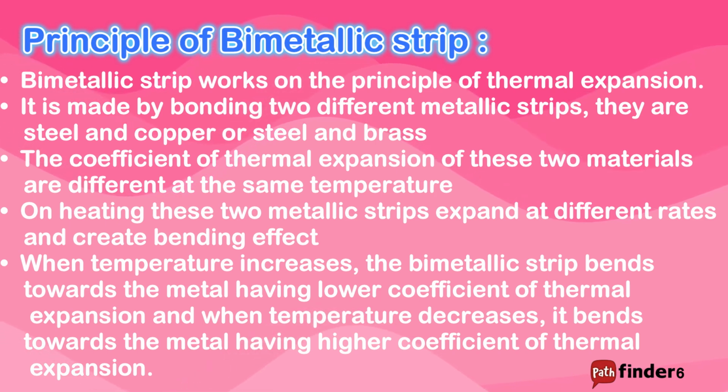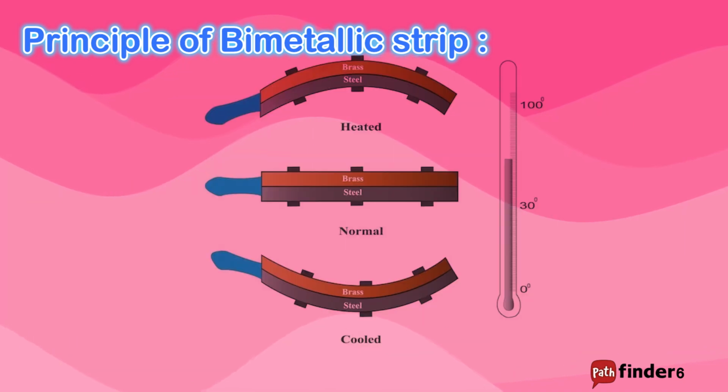The coefficients of thermal expansion of these two materials are different at the same temperature. On heating, these two metallic strips expand at different rates and create a bending effect. When temperature increases, the bimetallic strip bends towards the metal having the lower coefficient of thermal expansion, and when temperature decreases, it bends towards the metal having the higher coefficient of thermal expansion. See the diagram, you can understand clearly.